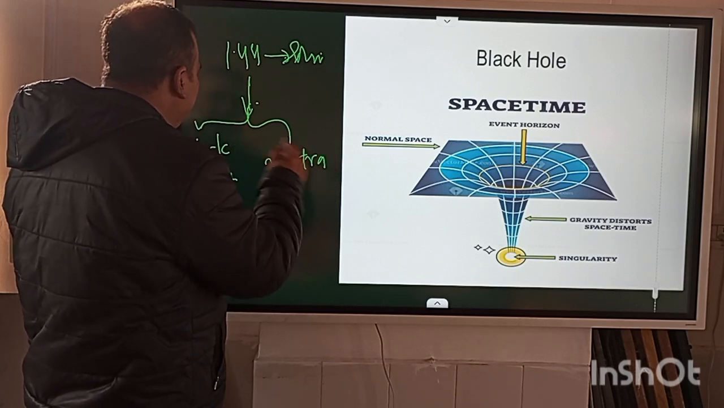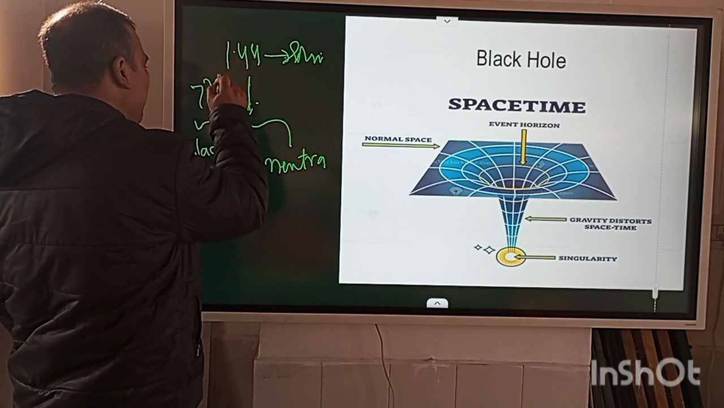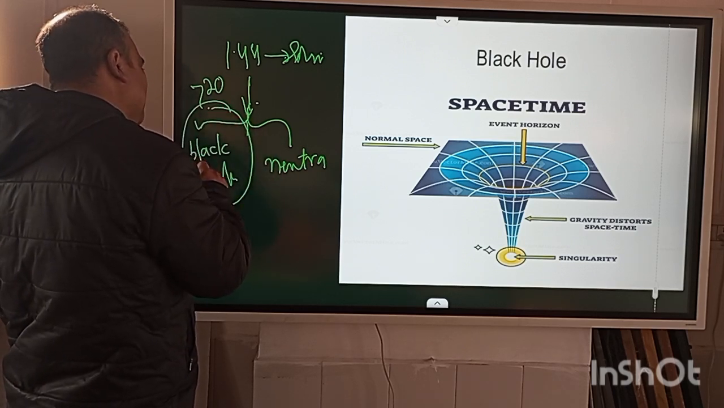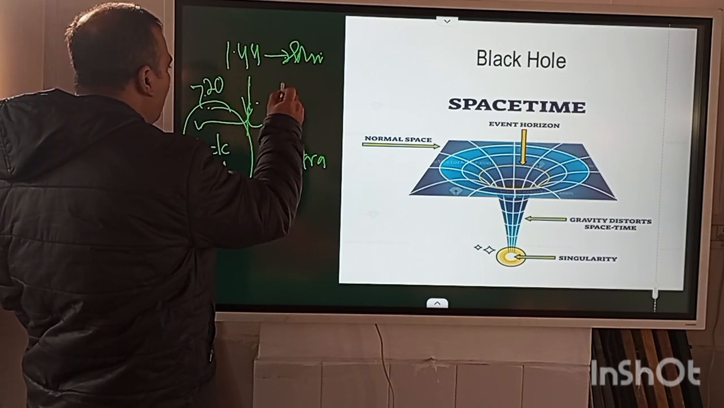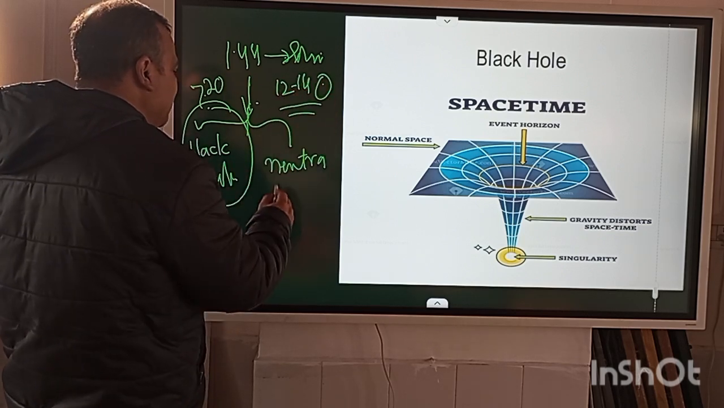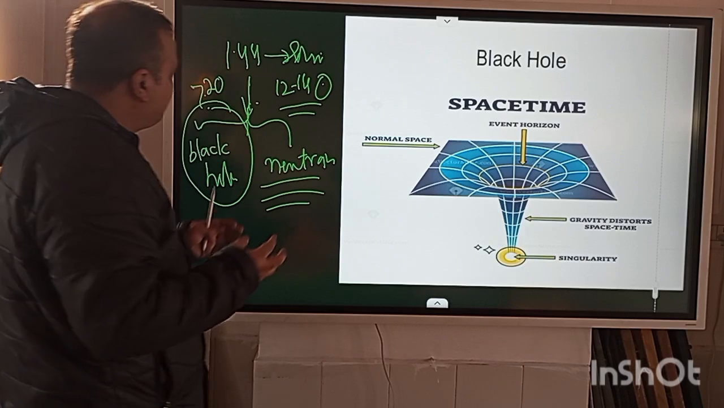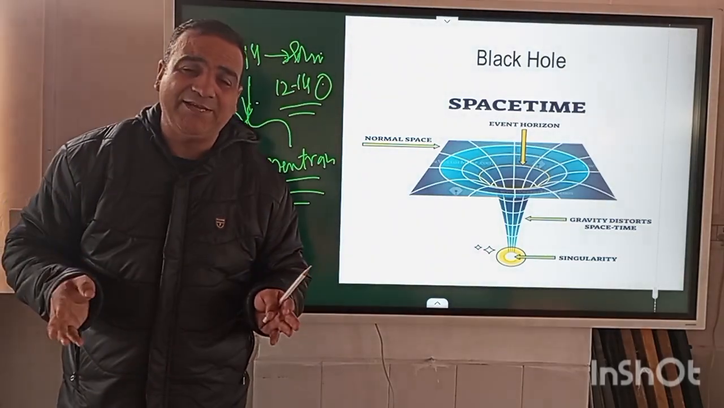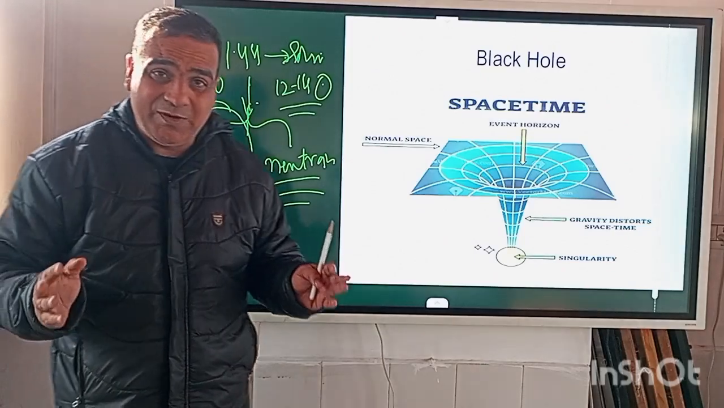And the two classifications can be taken. If the mass is greater than 20 solar masses, then the probability of forming a black hole is maximum, and if the mass of the star is of the order of 12 to 14 solar masses, this will lead to the formation of neutron stars. So these stars, these black holes, these are very massive objects existing in the universe, and their existence has been verified experimentally.